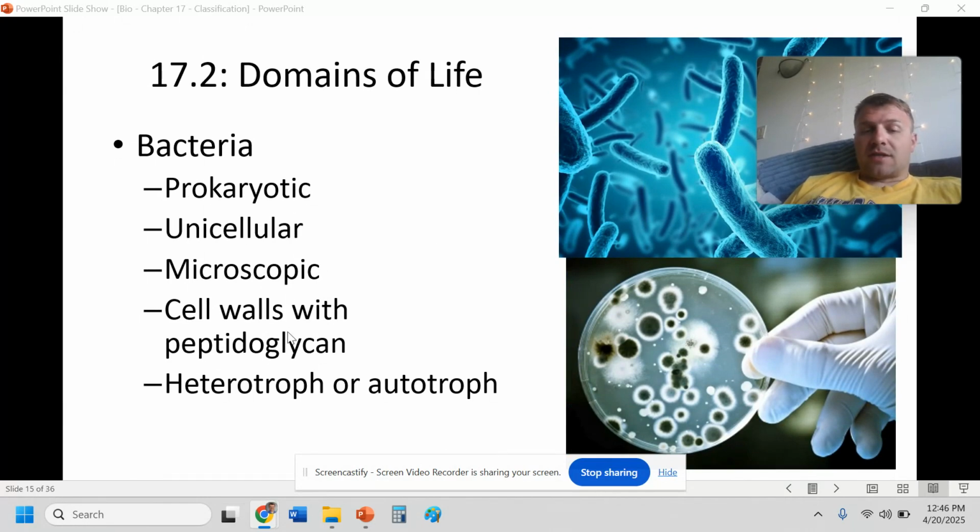These are the characteristics of the domain bacteria. They're prokaryotic, which means they don't have a nucleus. They're unicellular, which means they're single-celled. And they're microscopic. They're very small. Now, these organisms can either be heterotrophs or autotrophs.